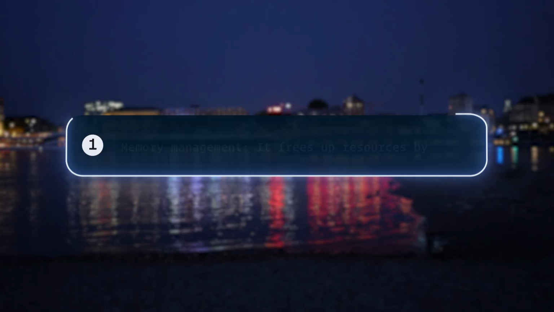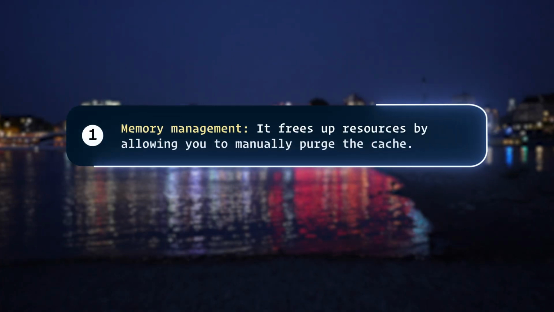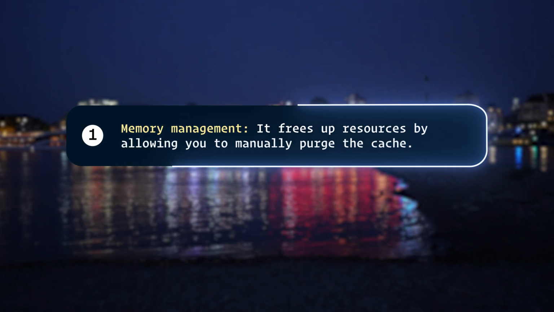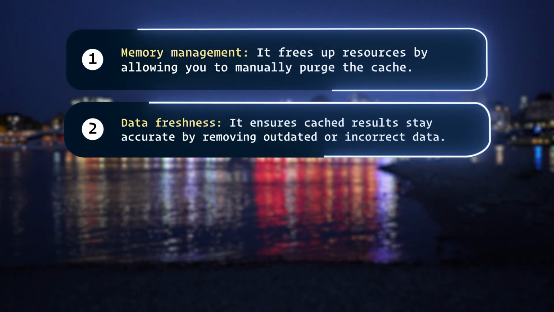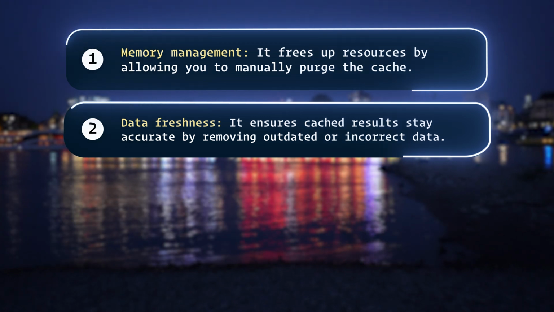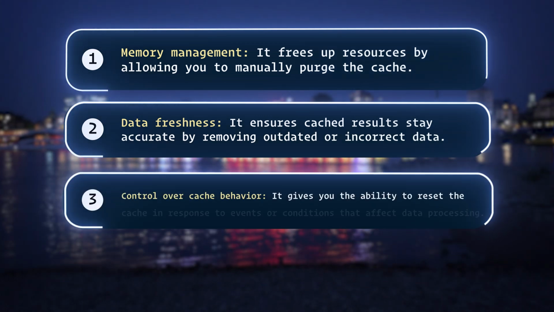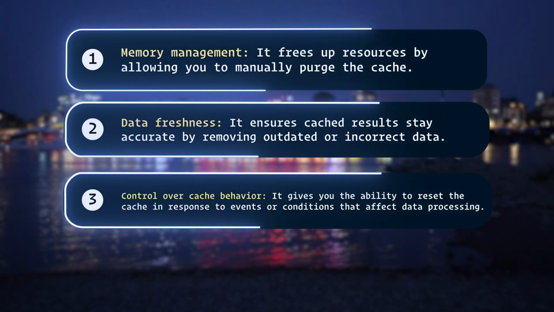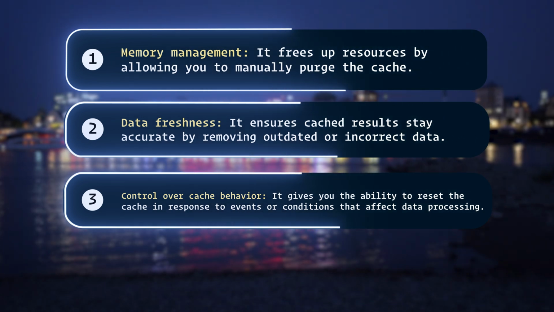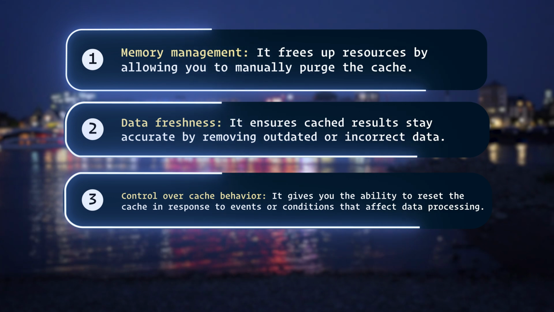Here's why. First, memory management. It allows you to free up resources by manually purging your cache. Second, data freshness. It allows your cached results to stay accurate by removing outdated or incorrect data. Number three, it gives you control over your caching behavior so that you can purge or clear your cache based on certain events or conditions that affect your data processing.